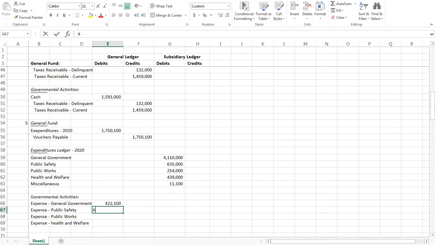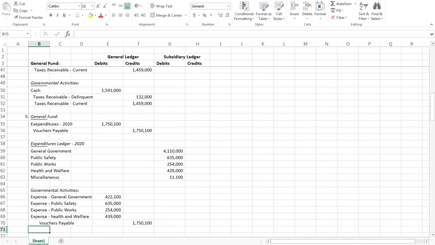So make sure you're kind of following where I am and what I'm doing. It can be a bit confusing, I understand that. And then my credit goes to vouchers. Let's scoot that up a little bit more. Vouchers payable. Also in my governmental activities.